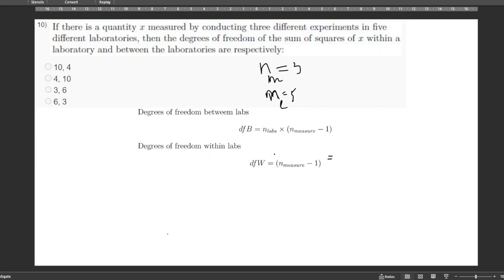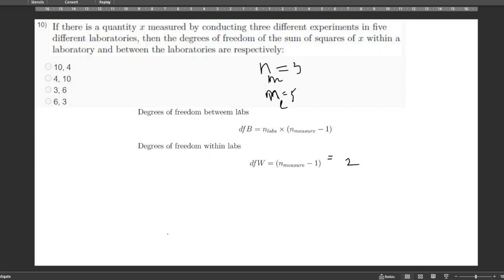Degrees of freedom within lab. First we'll see degrees of freedom within labs, which means within a laboratory, and between laboratories, for the sum of the squares. So number of measures is 3, 3 minus 1, 2.